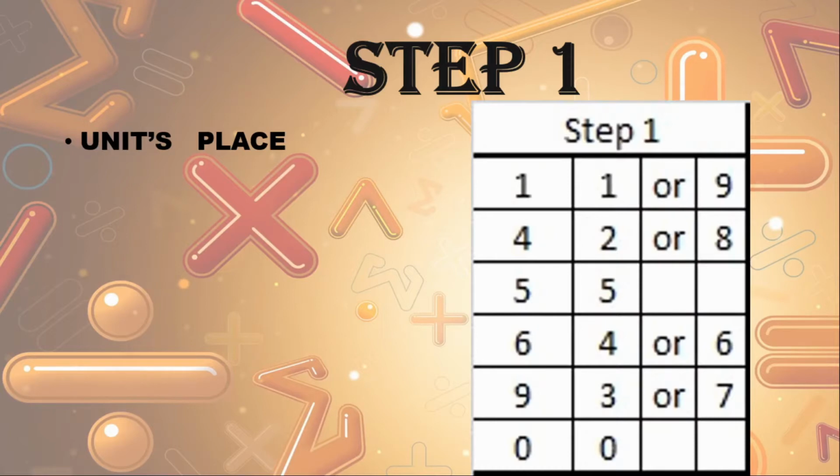If it is 5, mention the same. If it is 6, mention it as 4 or 6. If it is 9, mention as 3 or 7. If it is 0, write the same. I'll teach step number 2 and step number 3 along with the square number.